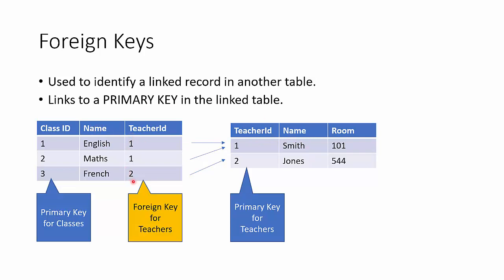Foreign keys don't have to be unique. They can be null, but all they're used for is linking together an individual record from one table to the primary key of a record of another table, so that we can link both records together. Here we can see that maths also has a foreign key of 1. So the teacher that's going to be teaching maths is Smith in room 101. But French has a foreign key of 2, which links to the primary key on this table of 2. So it's going to be Jones in room 544. A foreign key always links to the primary key of the other table. And again, that's a question that very often comes up in exams, so it's very important for you to understand how that works.